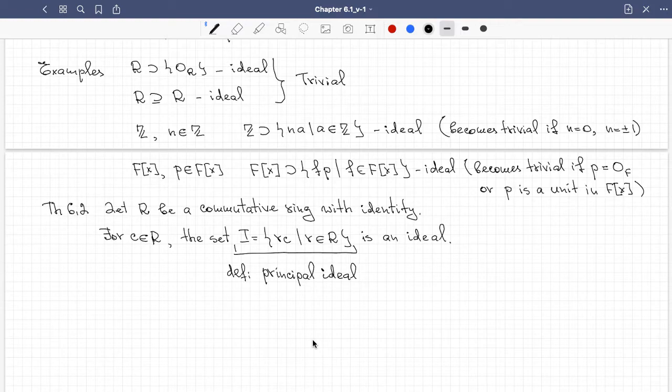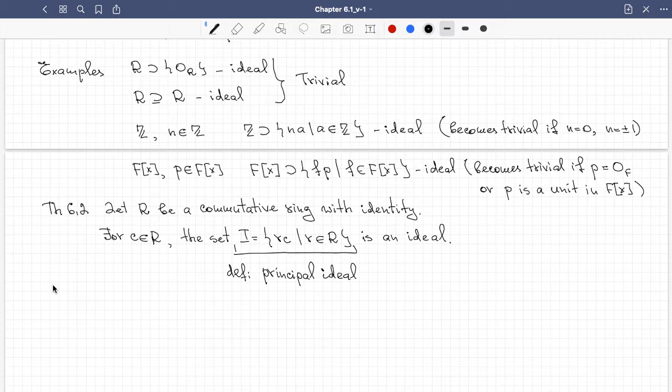The proof goes exactly along the same lines as in the examples. We check with the criterion, which is theorem 6.1, that I satisfies the two properties, thus is an ideal.